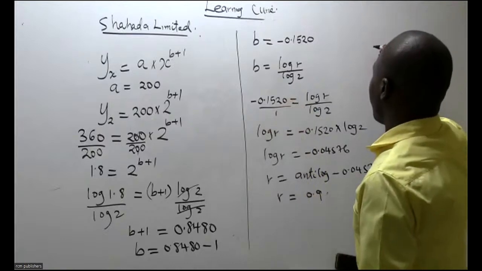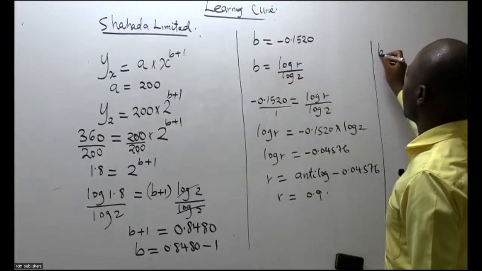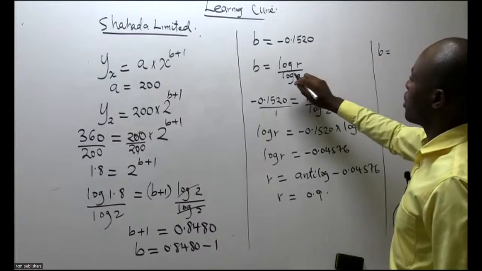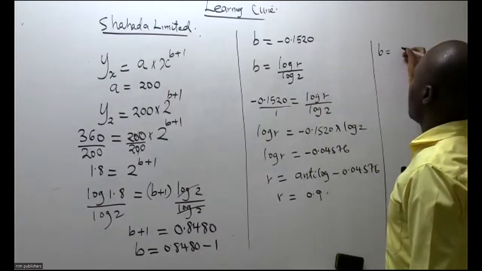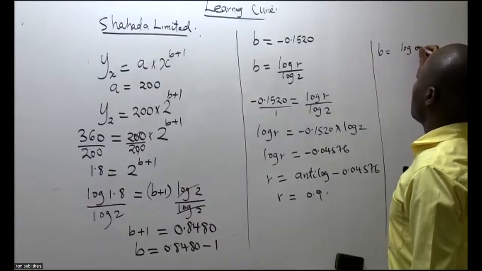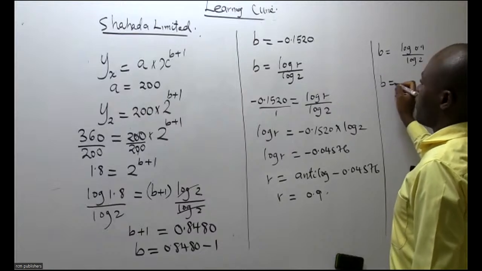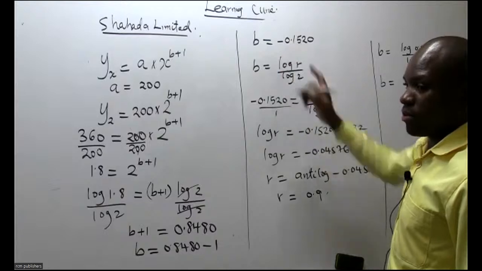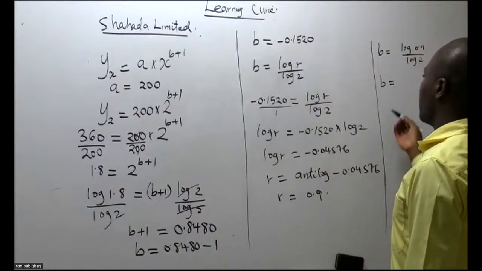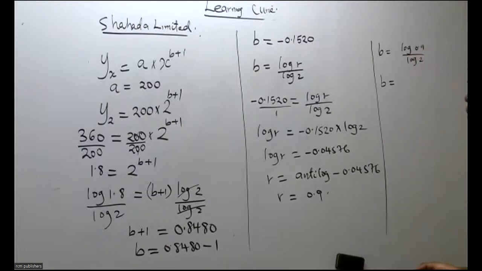You can even confirm. Remember how you are getting B, you are saying, just take your log, just say log 0.9 divided by log 2. Then confirm if you're getting the value of B as this one here. Confirm. Will you have that as the value of B?